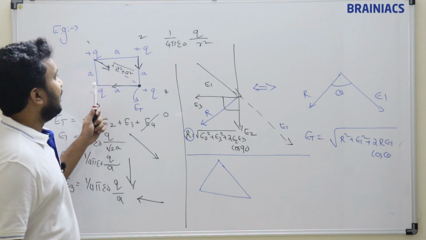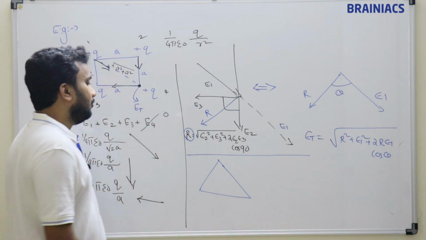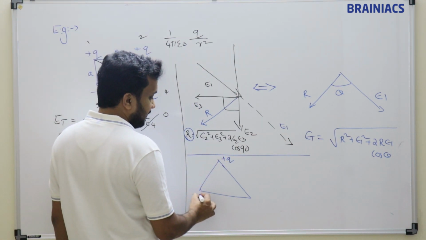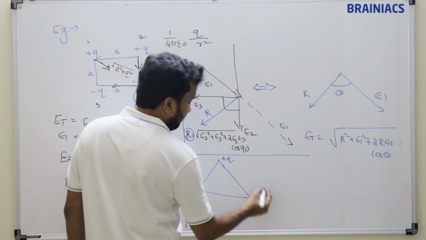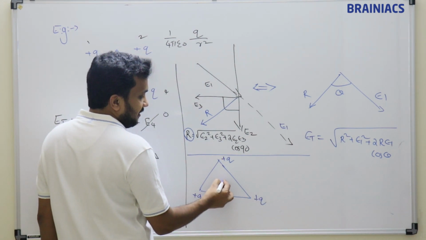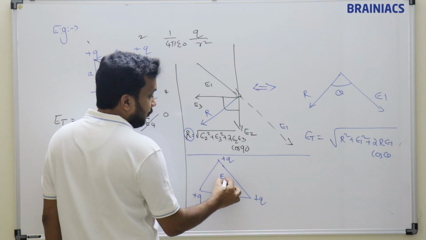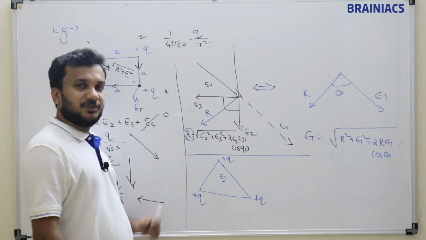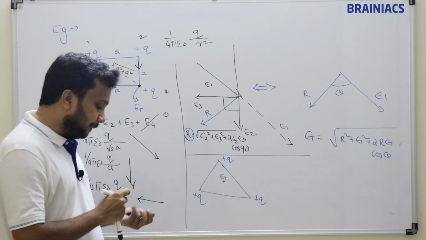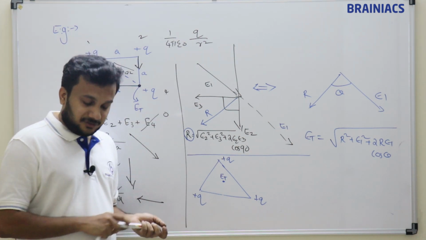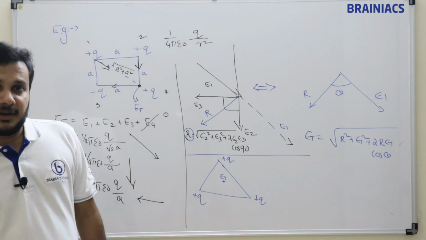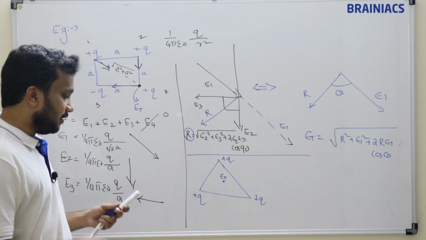Suppose here we have taken a square. Now I am going to take an equilateral triangle. Plus q will be here, plus q will be here, plus q will be here. Now I am asking, what is the electric field intensity at the centroid point? How do you want to find it for this case? I will give you a hint. You can try this question yourself. I'm giving just a hint to solve this one.